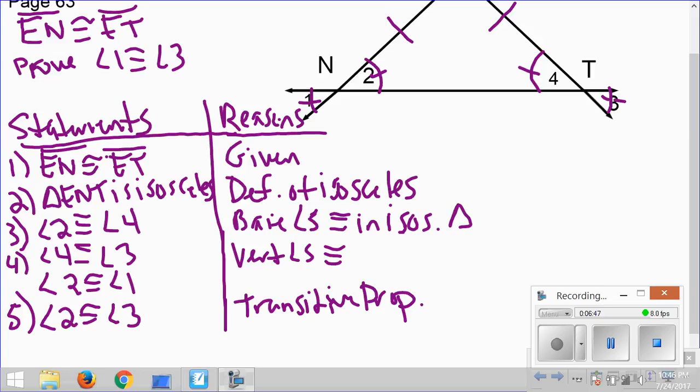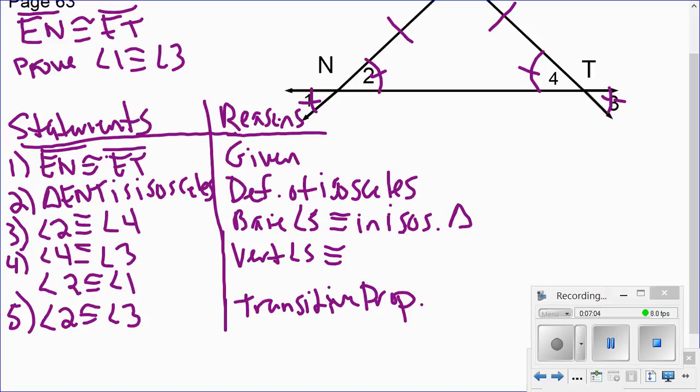Let's try that again. So we have angle 1 is congruent to angle 2 and angle 2 is congruent to angle 3, so that means angle 1 is congruent to angle 3. Again, by the transitive property. 2 to 1, 2 to 3, that means 1 to 3. So I'm going to still write that under number 5.